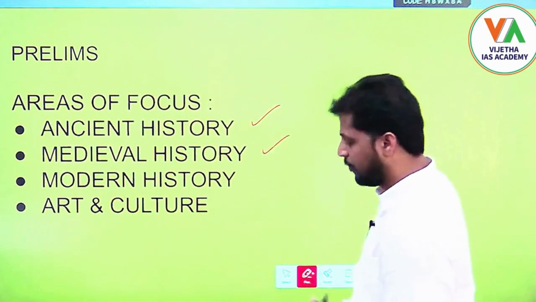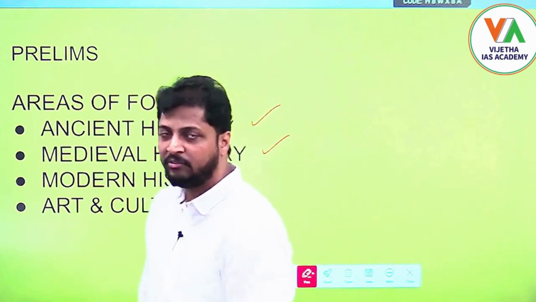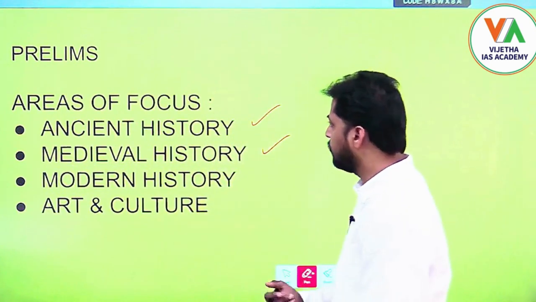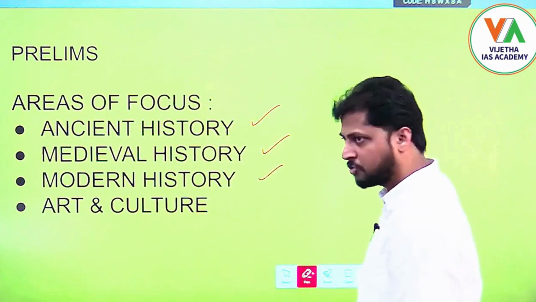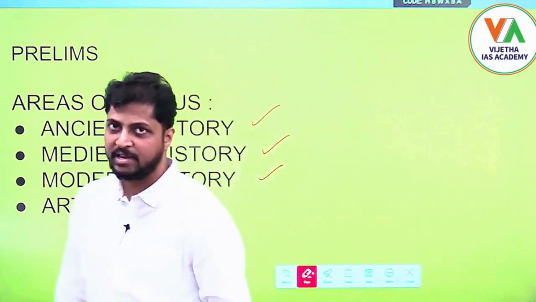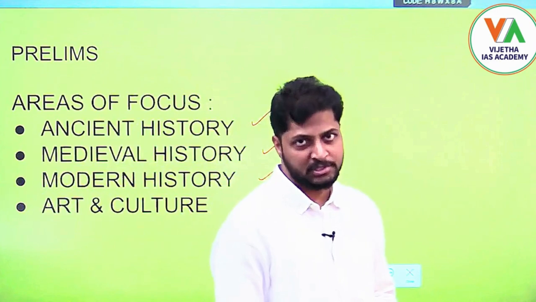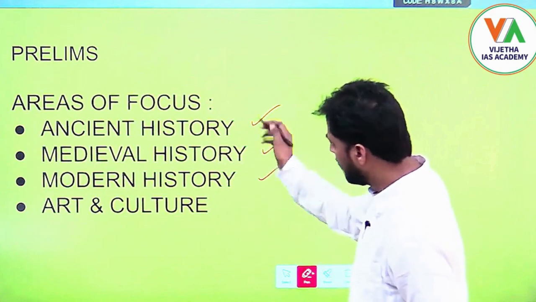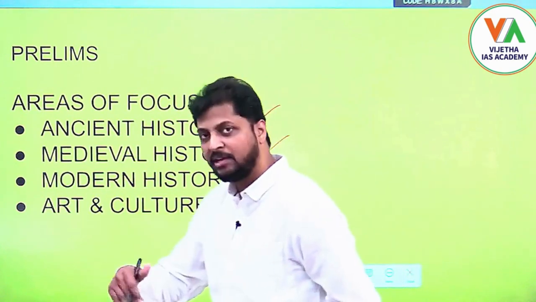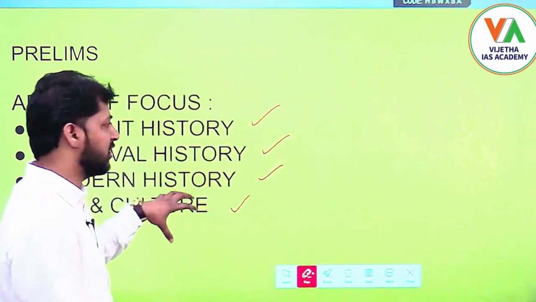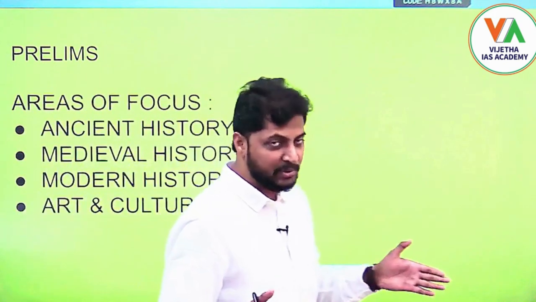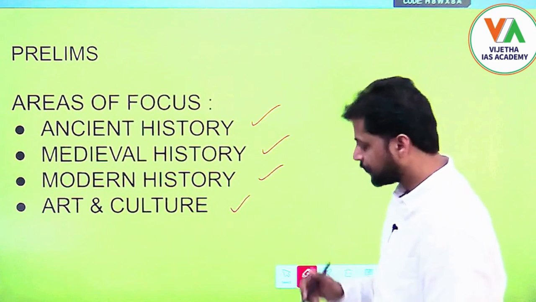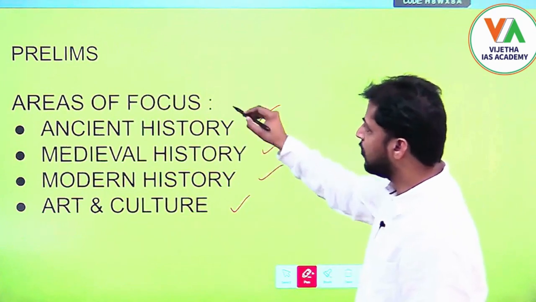Then medieval history starts, which begins from the advent of Muslims into India in the 8th century, and it ends with the end of Mughal rule in India. And modern history, which we consider as beginning with the advent of Europeans into India in the 15th century, and it continued till 1947. As well as art and culture, which is an integrated part of all these aspects. So art and culture we cannot see as a separate subject; it is a part of all these three above aspects, right? So these are the areas of focus for prelims.